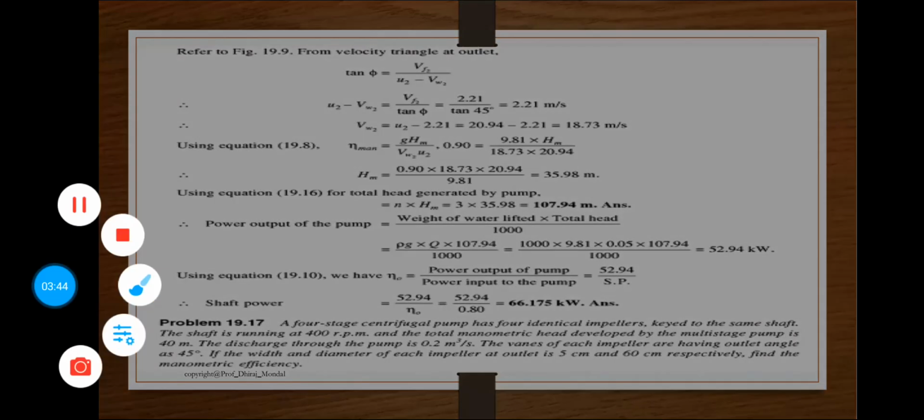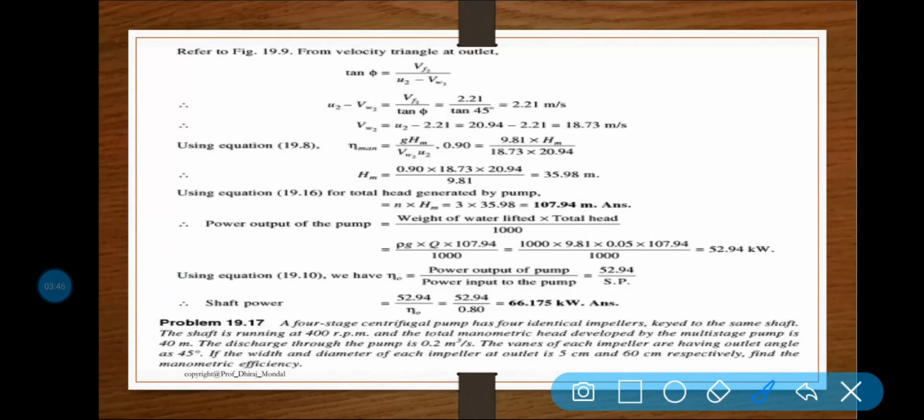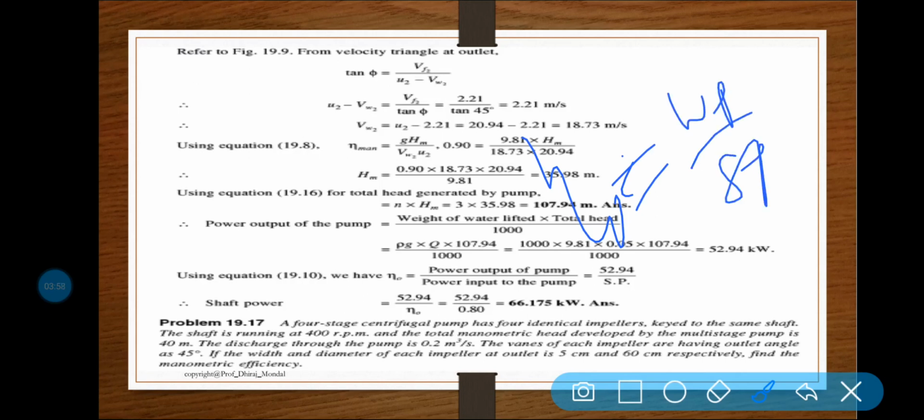Why are we going to find this out? Because you know that for the shaft power, overall efficiency is equal to output by input. Output is the water power and input is the shaft power. So shaft power is equal to water power by overall efficiency. So water power you need to find out anyhow. To find out this water power, you know that water power is equal to W into H by 1000, so mg H by 1000.